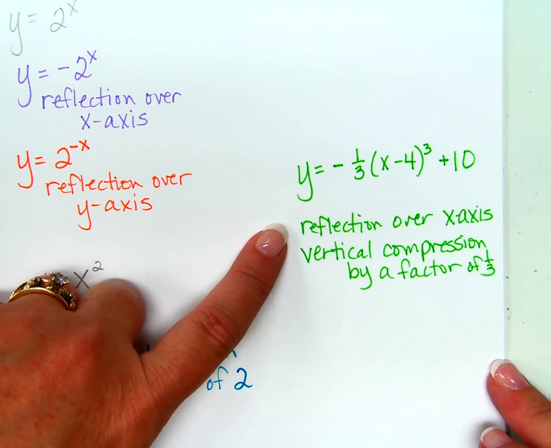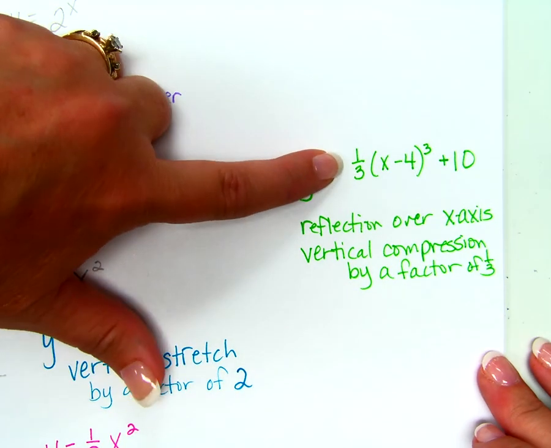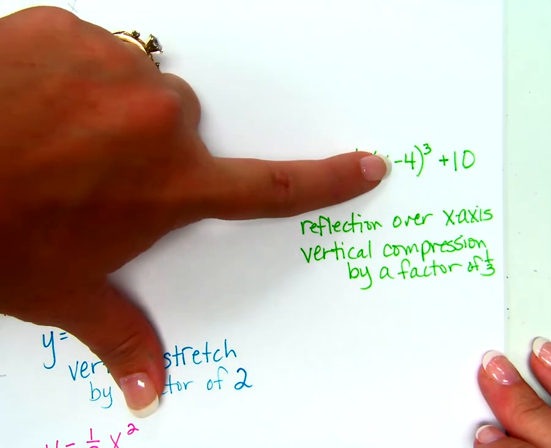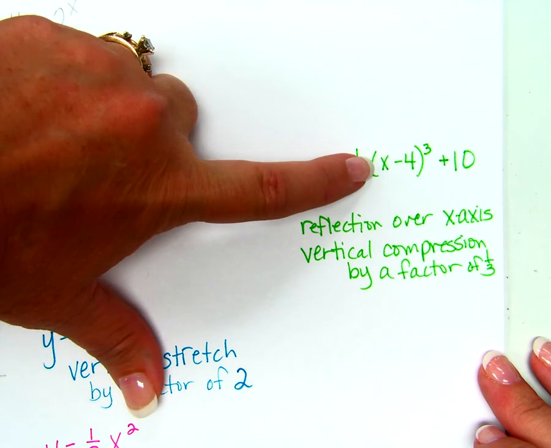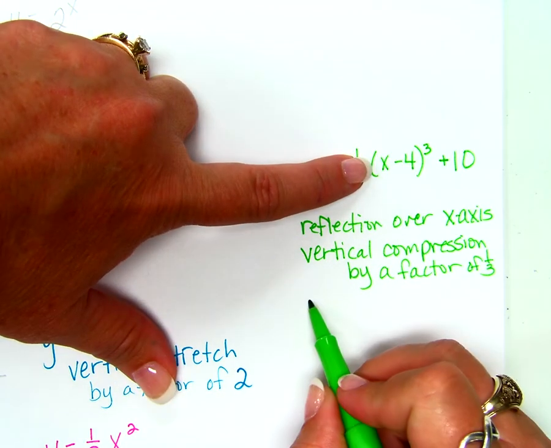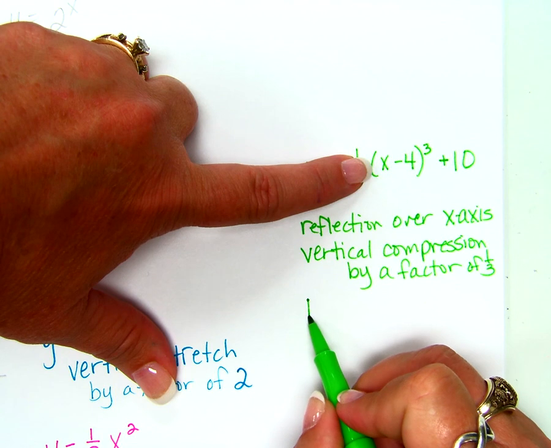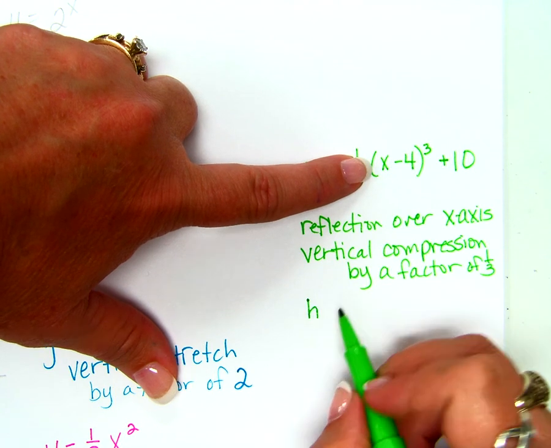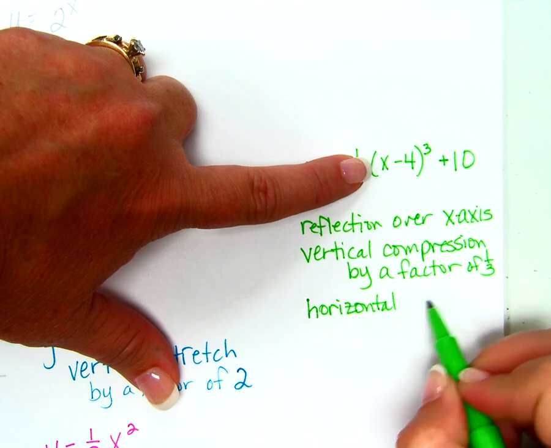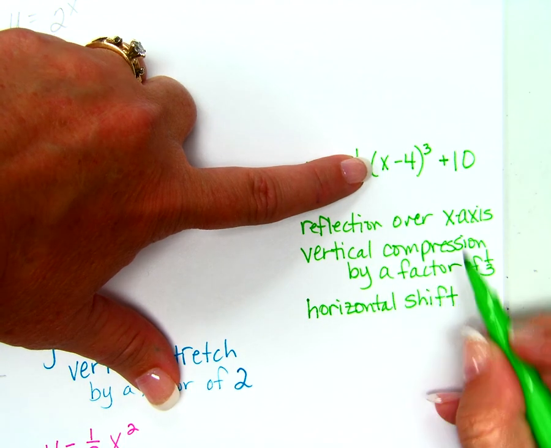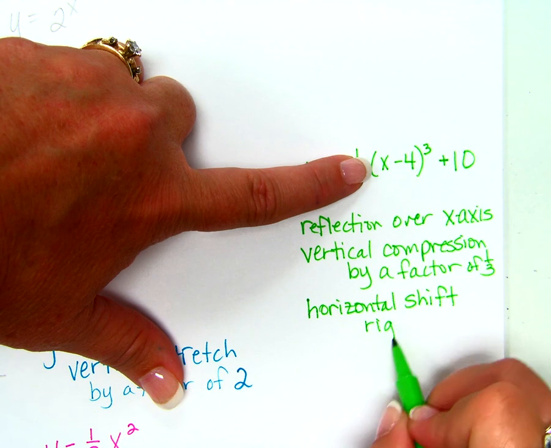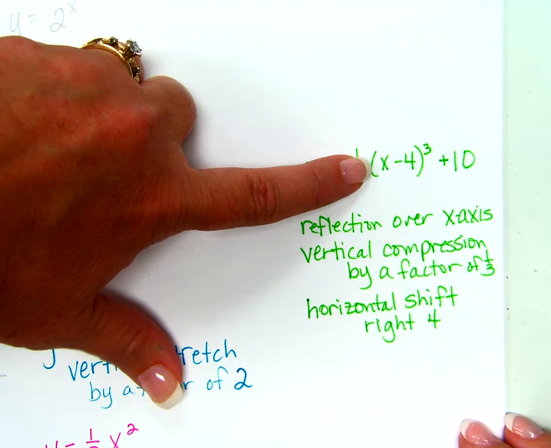You okay so far? So we took care of the negative. Now we took care of the 1/3. What's next? The minus 4. Is that minus 4 inside or outside of the function? Inside. So if it's inside, it causes a horizontal shift. Good. Remember, horizontal ones are weird. So it's a horizontal shift right 4. So I took care of that.